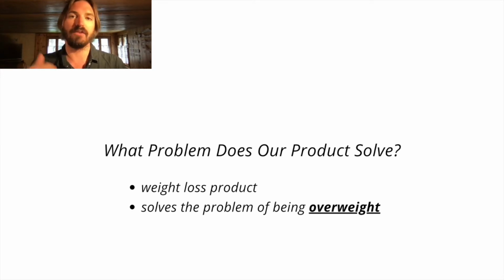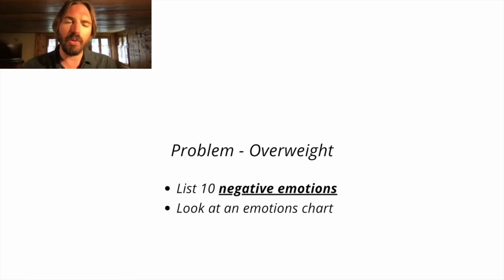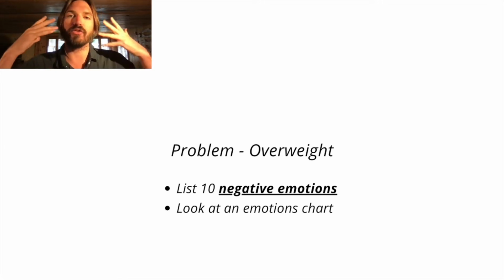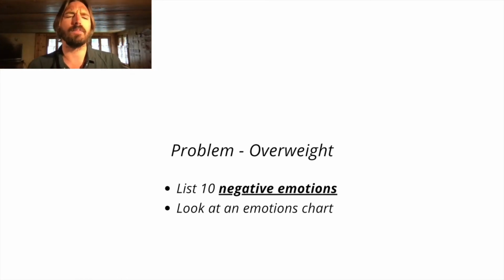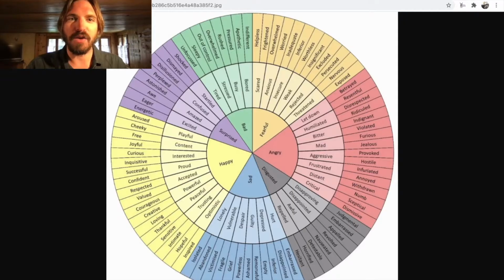Problem is overweight. So what we want to do now is list out 10 negative emotions associated with being overweight. And what I found really helps with this is to go and look at an emotions chart, because when I try to think of emotions off the top of my head, I just come up with the same ones again and again, like I feel bad, I feel self-conscious. Now check this out. If you look at an emotions chart, you get some really great ideas. Let's check a few of these out.